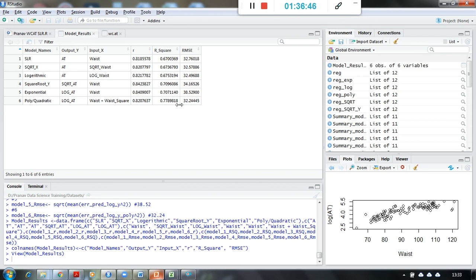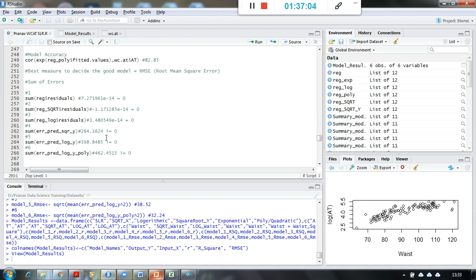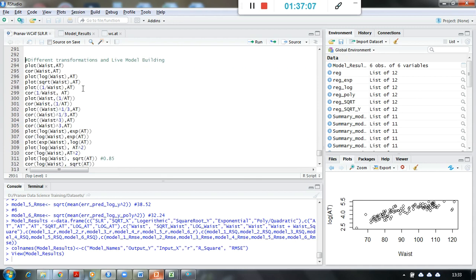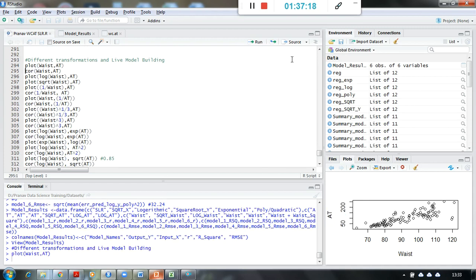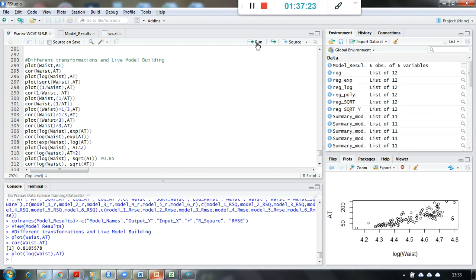So this is going to be my final model, and here I can stop my model building process, as far as it depends on what my time constraint is, right? Otherwise I can keep building models. So now the question is, do I have to write the model and check it every time, or can I simply plot between waist and AHT, check in the graph, check the correlation, plot between log of waist and AHT, check in the graph.